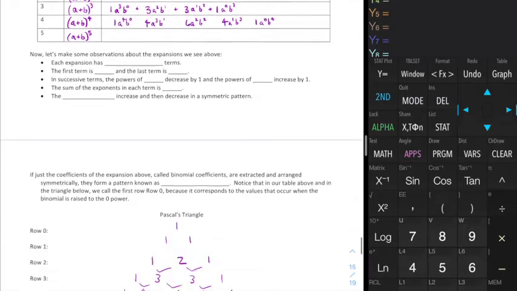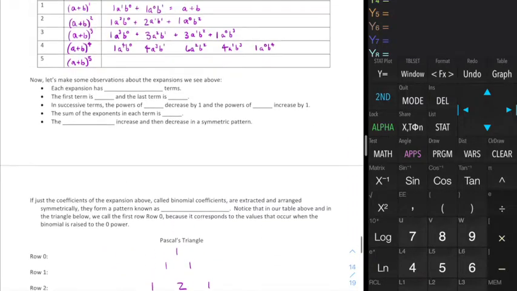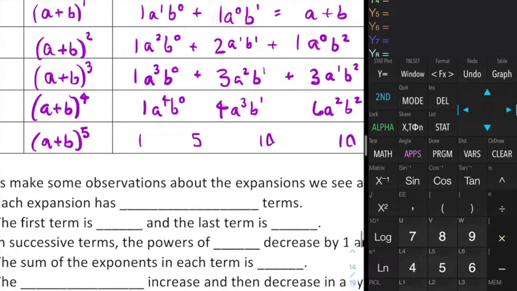So let's look at our triangle here to figure out the coefficients. 1, 5, 10, 10, 5, 1. Go ahead and write that. 1, 5, 10, 10, 5, and 1. And I'm going to show you the way I like to do these so I can do them quick. Remember, your powers always need to add up to 5. So we'll start out, and I'll just do this here.